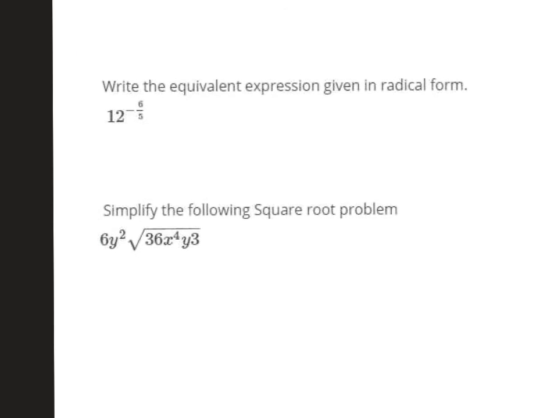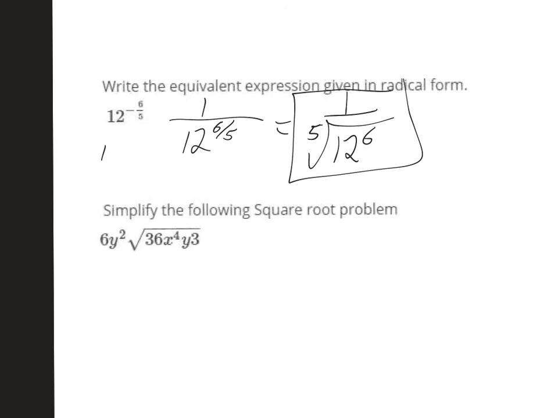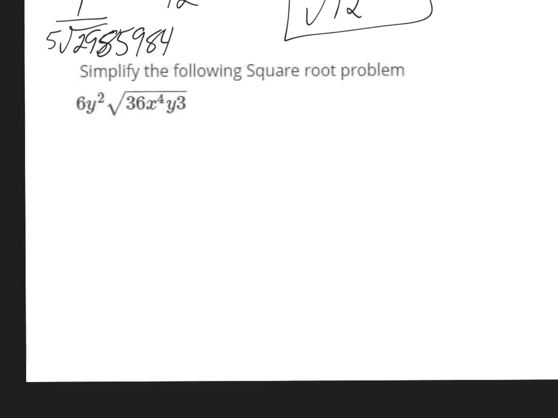Write the equivalent expression given in radical form. Again, it's a negative, so it moves down to the bottom, so we have 6 over 5. In radical form, that'll be 1 over the 5th root of 12 to the 6th. Or you could tell me that it is 1 over the 5th root of 8,5,984. I prefer the regular radical one, but you can do it the other way. It wouldn't really change anything.